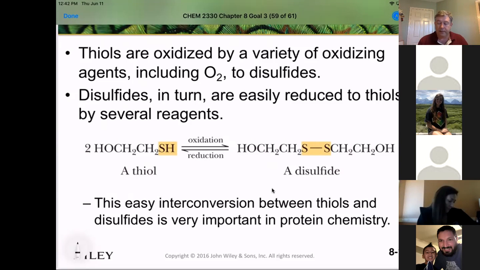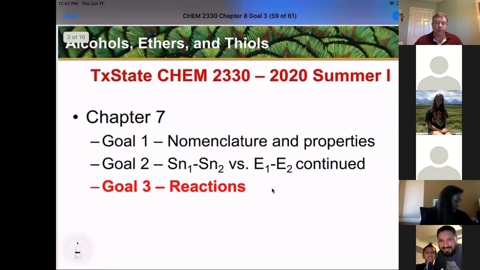Okay, so that is the last thing I want to show you about goal 3 of chapter 8. That's chapter 8, reactions. And so those are the primary reactions we have with alcohols, the most important reactions we have with ethers, and the only reaction we have with thiols. Okay?